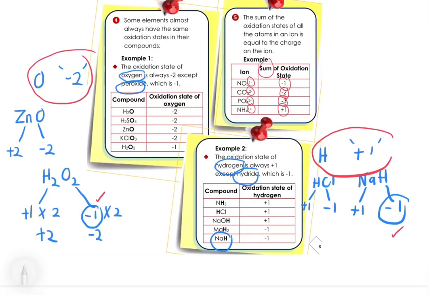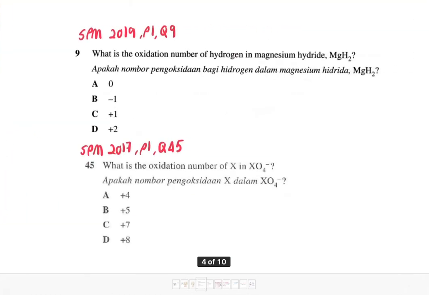The fourth one, oxygen is always -2, except in peroxide where it will be -1. And hydrogen is always +1 except in metal hydride where it will be -1. And the last rule, rule number 5, for polyatomic ion, the sum is equal to the charge of the polyatomic ion. So with that, we are ready to try the first example.